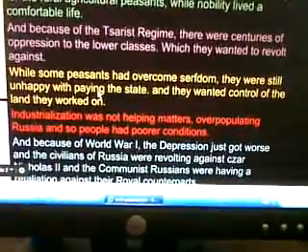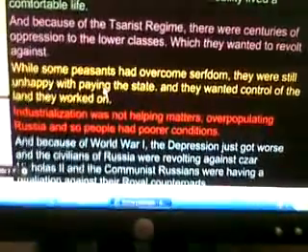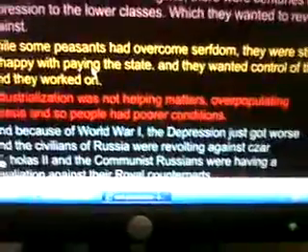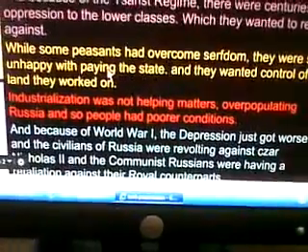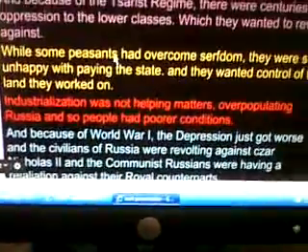Industrialization was not helping matters, overpopulating Russia, and so people had poorer conditions. Because of World War I, the depression just got worse, and the civilians of Russia were revolting against Tsar Nicholas II, and the communist Russians were retaliating against their royal counterparts.